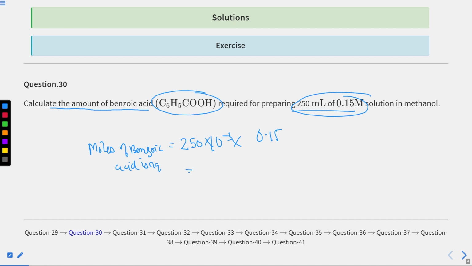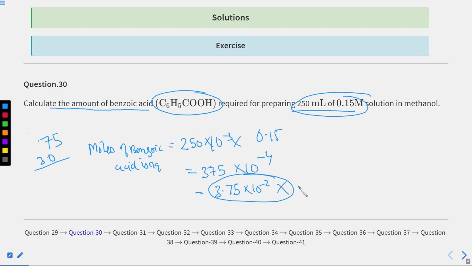Okay, so that would give us how much? 250 into 0.15, so let us just multiply it. 15 fives are 75, 15 twos are 30, 375. Okay, so if we calculate this, it is 10 to the power minus 4, so 3.75 into 10 to the power minus 2. So this is the moles of benzoic acid required.